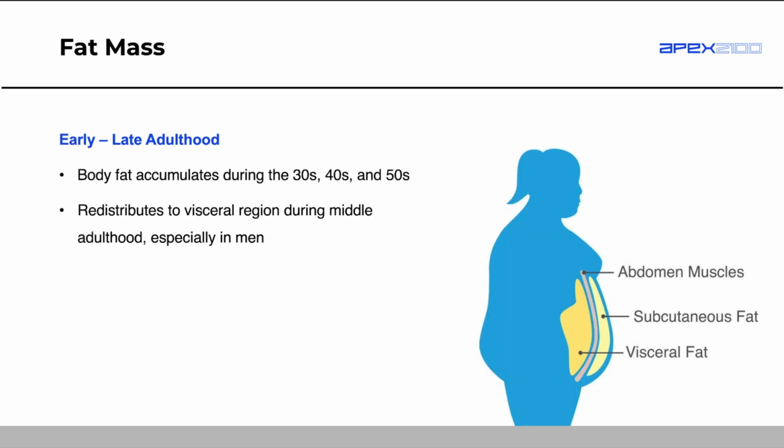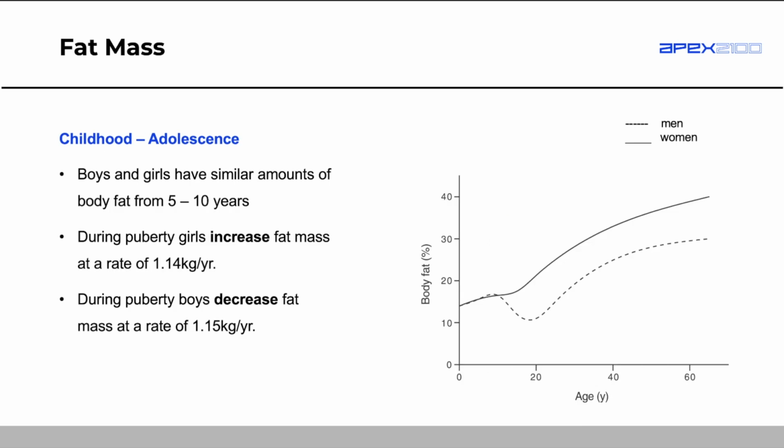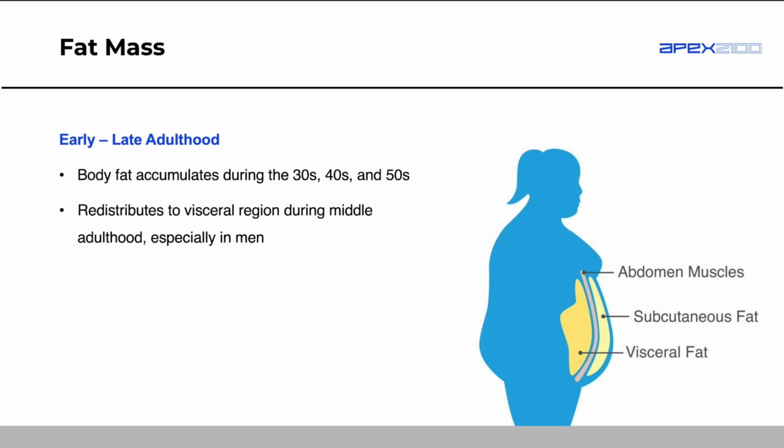If we look at early to late adulthood, what we notice is that body fat actually accumulates during the 30s, 40s, and 50s. So as we get into our 30s, we tend to gain more body fat. And you can see that back on this graph here, that both lines for the men and women from about 30 years old are just on a steady rise upwards until around 60 years old. So body fat does accumulate.